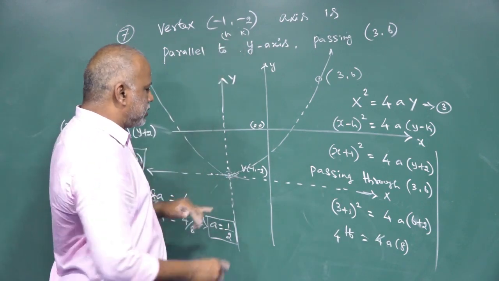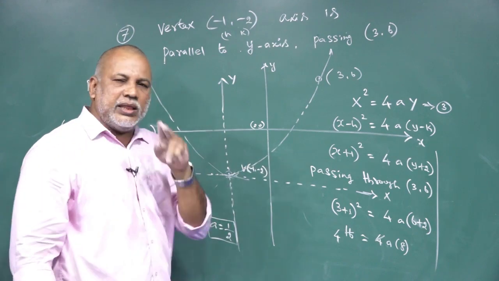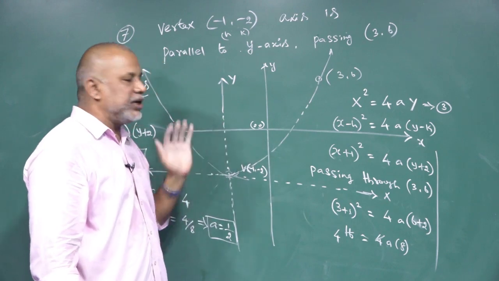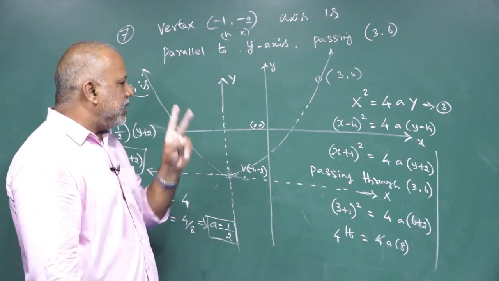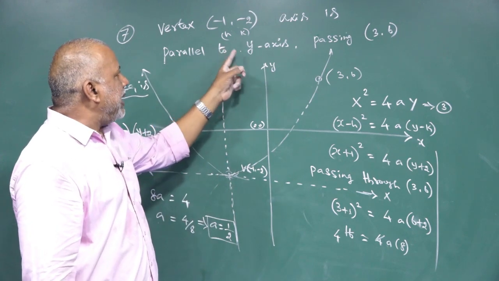Vertex is minus 1, 2. This is the vertex, minus 1, 2. First plot the vertex. Then draw the new axis capital X and capital Y parallel to small x and small y. Draw the axis. The second concept, immediately, we need the parabola parallel to small y.